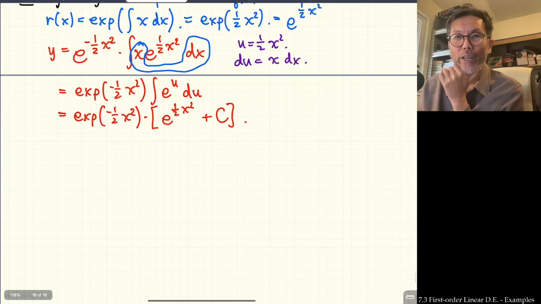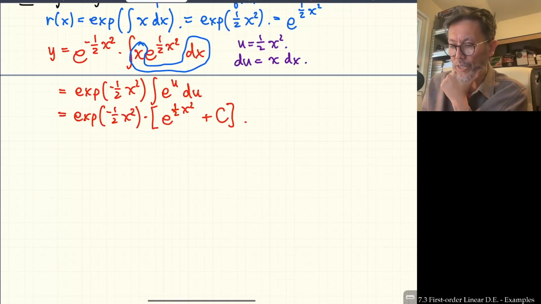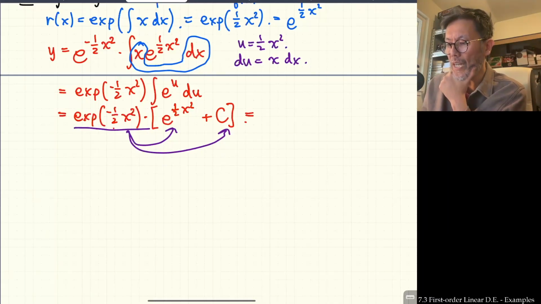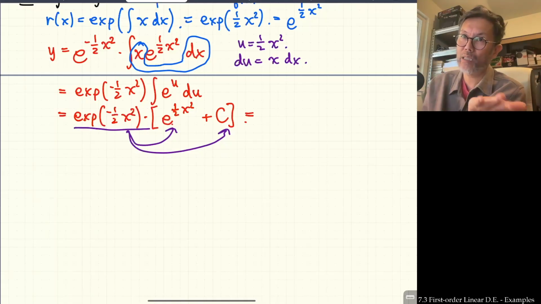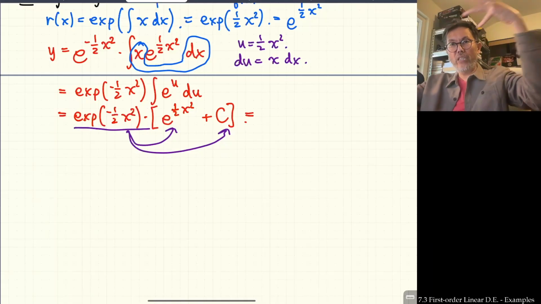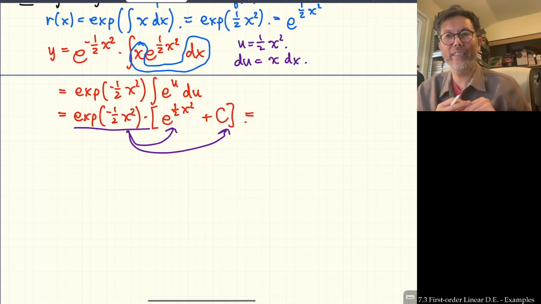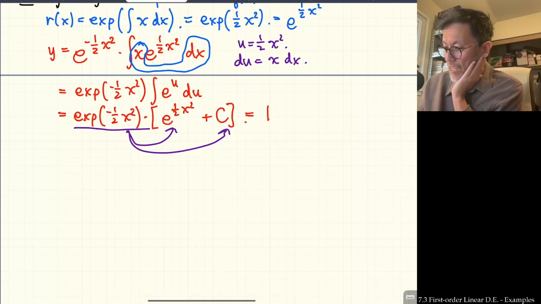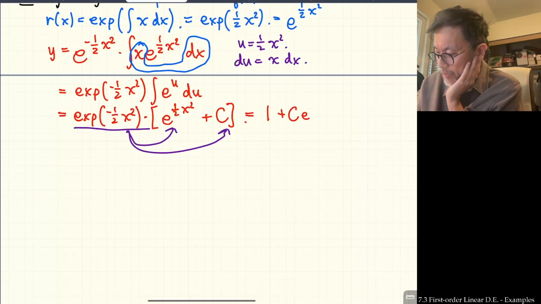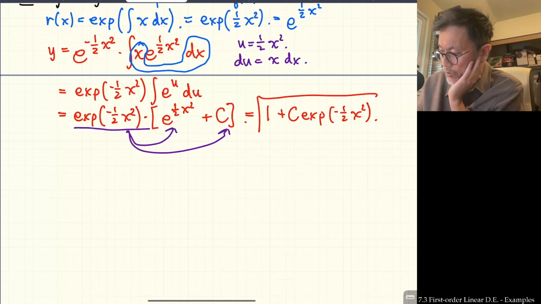Now I can do better than what I've got here by distributing the exp. Notice that when I distribute this term over this plus, this thing and that thing collide. Exp of negative 1/2 x squared times exp of 1/2 x squared cancel each other out, and we're just left with 1. Then we have plus c times exp of negative 1/2 x squared. And this is the general solution.